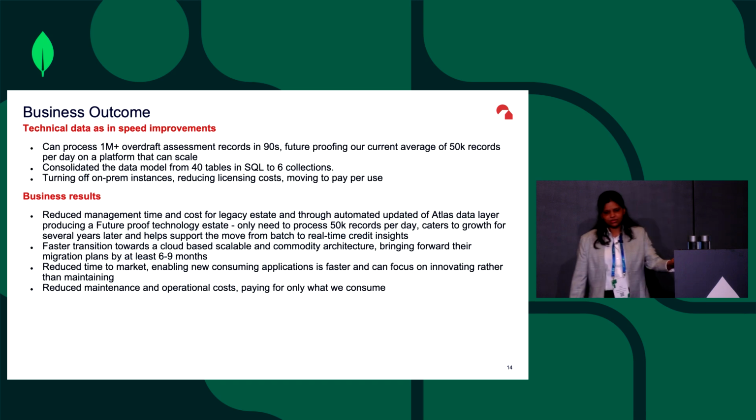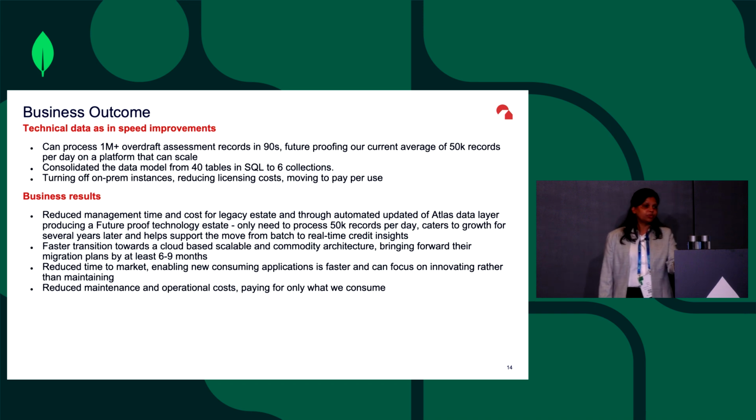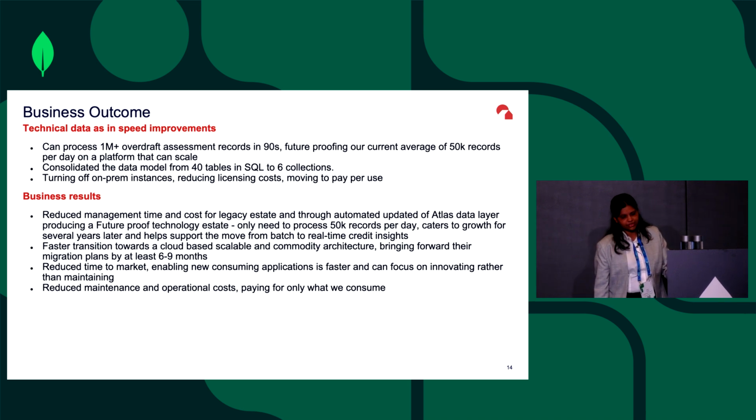So the business outcome now: it can process 1 million plus overdraft assessment records in 90 seconds, which is basically future-proofing our current volume, which is around 50K records per day at scale. And we consolidated the data model that I mentioned from 40 tables to 6 collections, which is again a very good improvement. We turned off our on-premise instances for overdraft, wherein we reduced the licensing cost and moved to pay-per-use. We only pay for what we use.